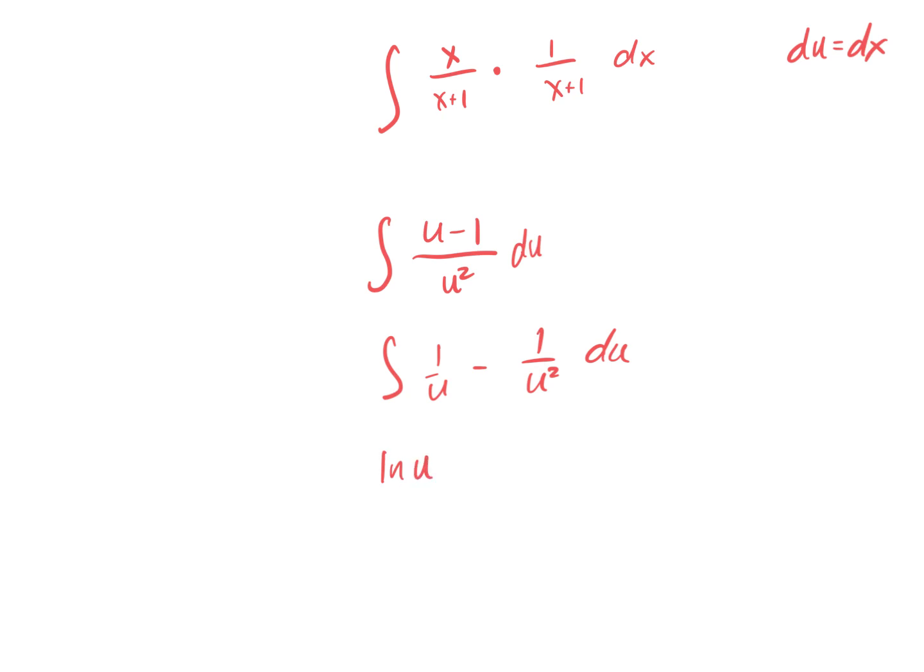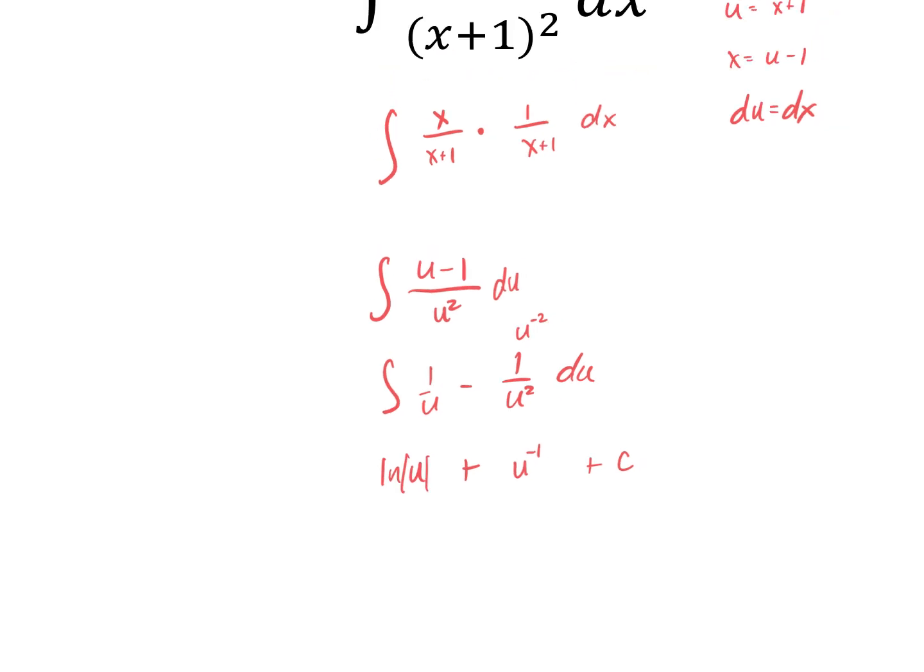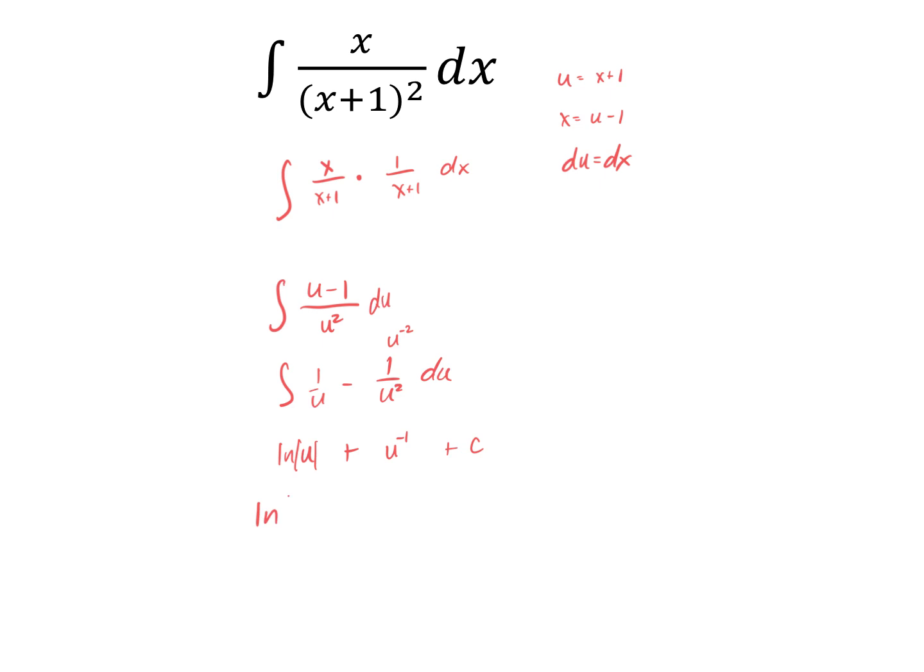What's the integral of 1 over u squared? That would be u to the negative 2, yeah? Take it up by 1, would be negative 1. Divide by that negative 1 makes this positive overall. The absolute value of u. So then we have the ln of absolute value of x plus 1 plus 1 over x plus 1 plus c.